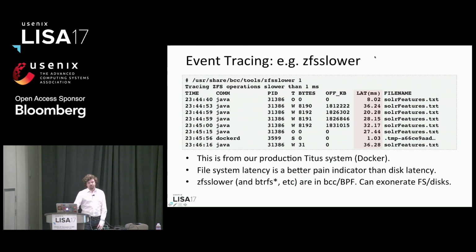Up at the file system, actually, I like my tools like cfsslower. There's also ext4slower and xfsslower as well. And that's where I'm tracing latency at the file system before we get down to the disk subsystem. Much, much better because it is a better indicator of pain for the application than looking at the disks rattling, because this is actually what the application blocks on, is file system I/O. And so there's some example from our production Titus system.